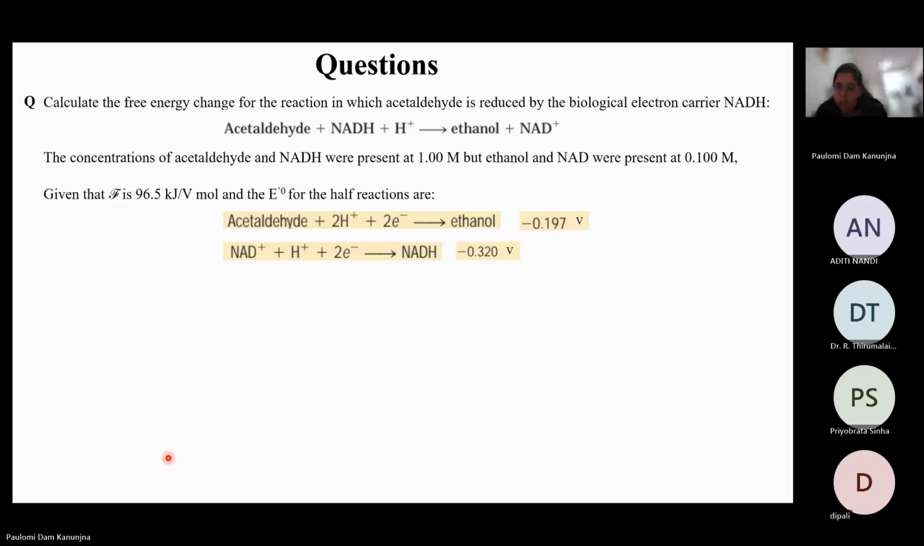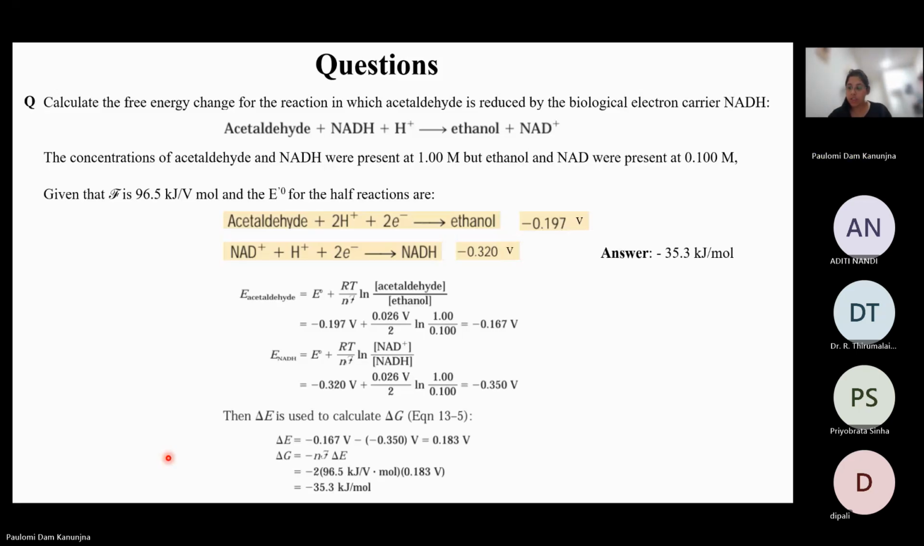May I show this as the answer? What we have done here. Yes, it might look very confusing. Let me be a little easier on this. The concentrations of acetaldehyde and NADH are present at 1 molar, so you have the concentration at the beginning, and then ethanol and NAD. So you have the reactants' concentration and the products' concentration.